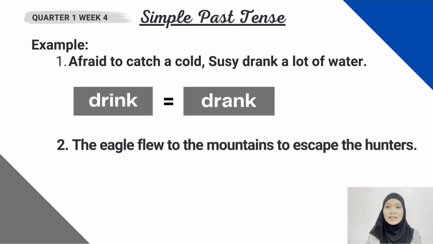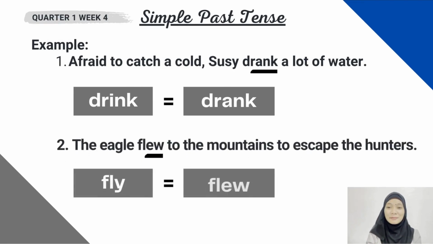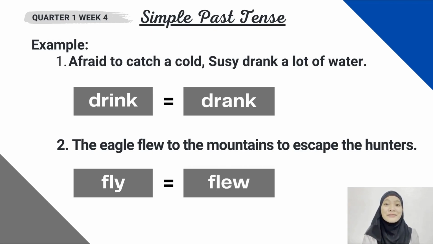Yes, it is flew. So what is the base form of the verb flew? Correct. It is fly. So we have the following irregular verbs now. We have drink to drunk and fly to flew. Do you see the difference between regular and irregular verbs?